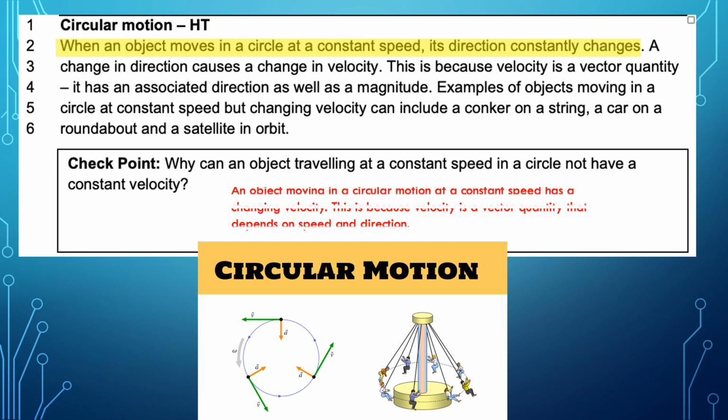So what I wrote here is an object moving in a circular motion at a constant speed has changing velocity, straight from the text. This is because velocity is a vector quantity that depends on speed and direction. So even if your speed is the same, if you're constantly changing direction, then your velocity will actually change as well. So moving on.